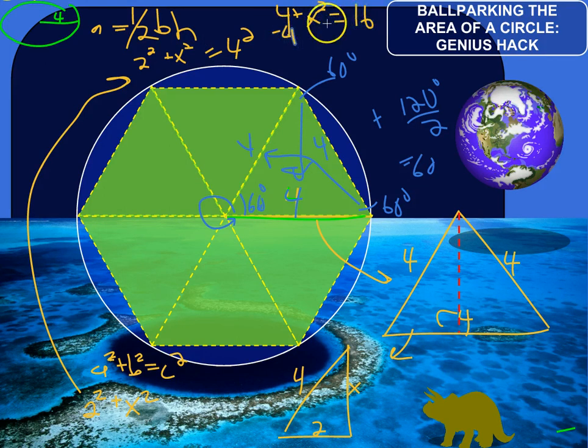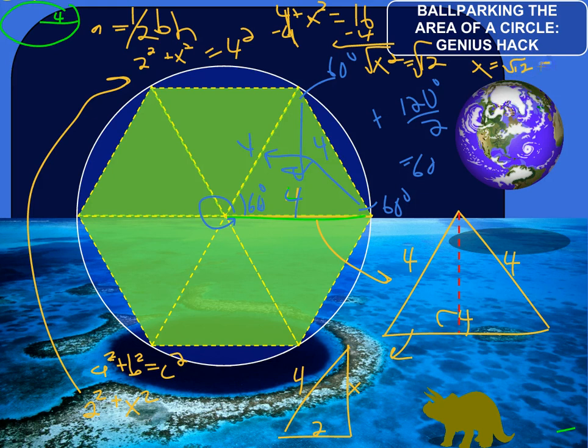Let's isolate the variable, let's get x by itself, so 4 is being added to it, so let's subtract that 4 out of there. Got to do that to both sides. So now we have x squared is equal to 12. So x, to get it by itself, it's being squared, so we square root it. So x is equal to the square root of 12.